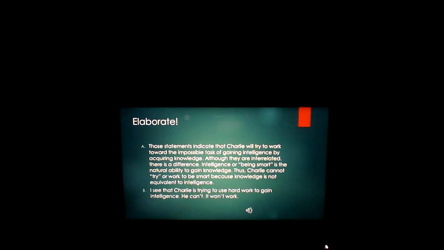Next, we want to elaborate. We want to expand or give more reasons why we believe what we believe. So, with that in mind, which one of these, A or B, would best go with what we have thus far?